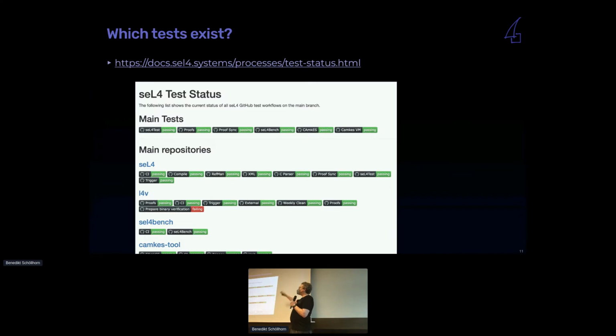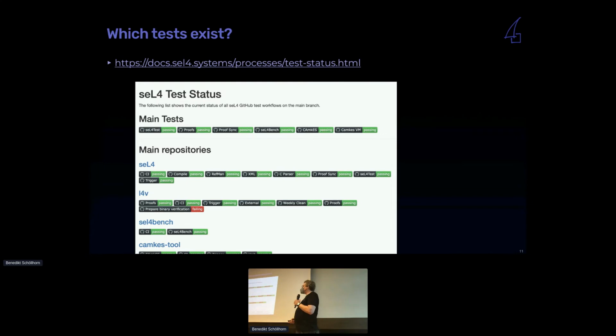Again, I won't click on the link, but this scrolls down quite a bit. So this will have all the tests of all the repositories. It has a summary line up here that has sort of the main important ones. And then it has all the tests of the important repositories. And then it has just a list of all repositories.